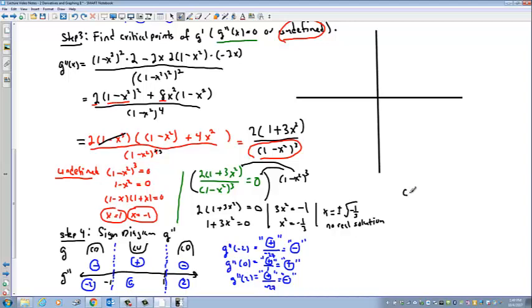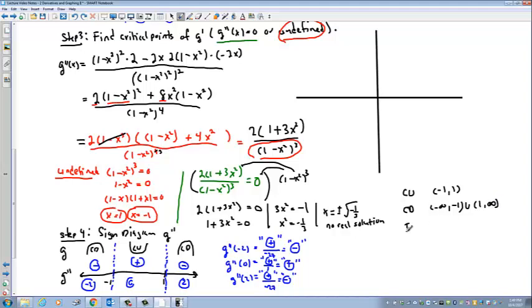So watch over here. If you try to write this analysis up, you'll say, okay, it's concave up between negative 1 and 1. It's concave down between negative infinity and negative 1. So from all the way to the left to negative 1, and then from 1 to infinity. So union 1 to infinity.